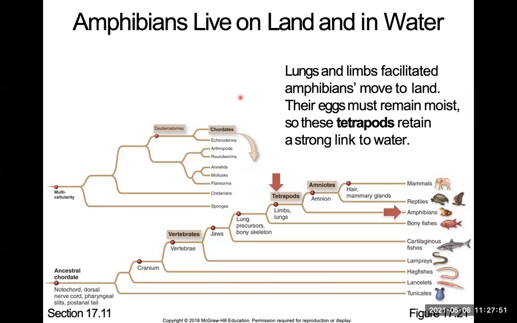And this reminds me of moss and fern plants, because they also need water to reproduce. Tetrapods also need water to reproduce. Not all tetrapods, actually. I want to say amphibians. Amphibians need water to reproduce. Next group is reptiles.